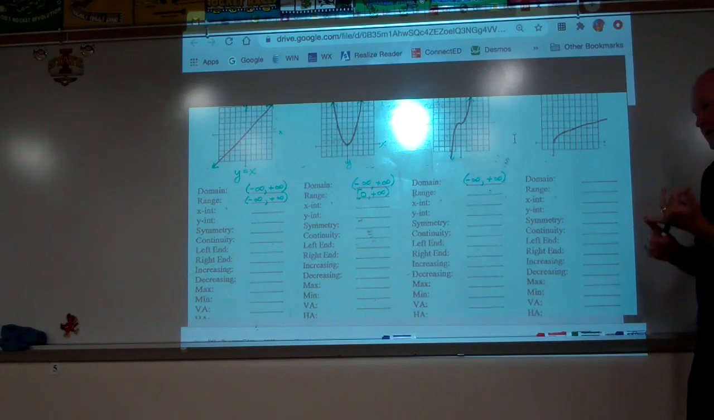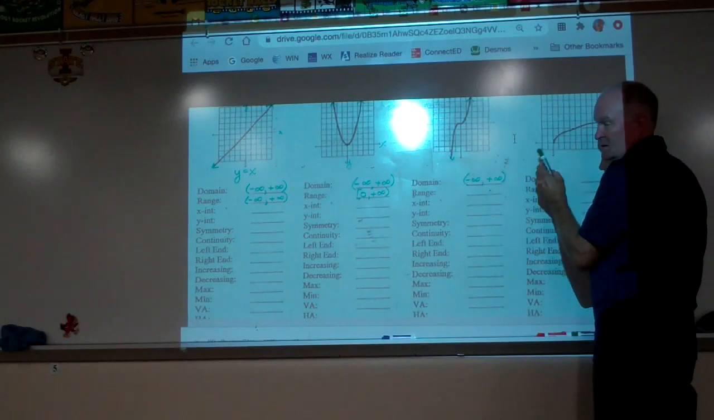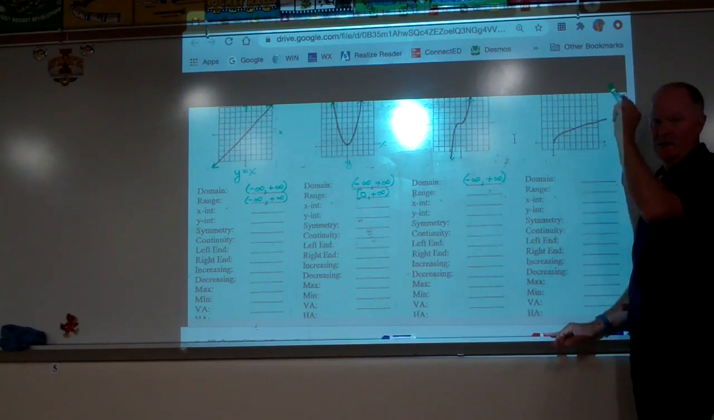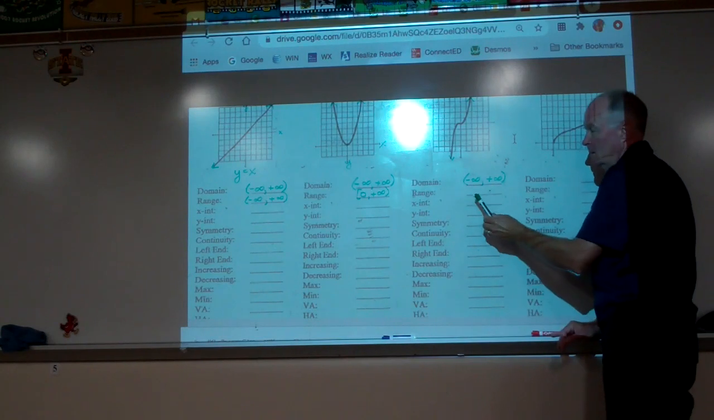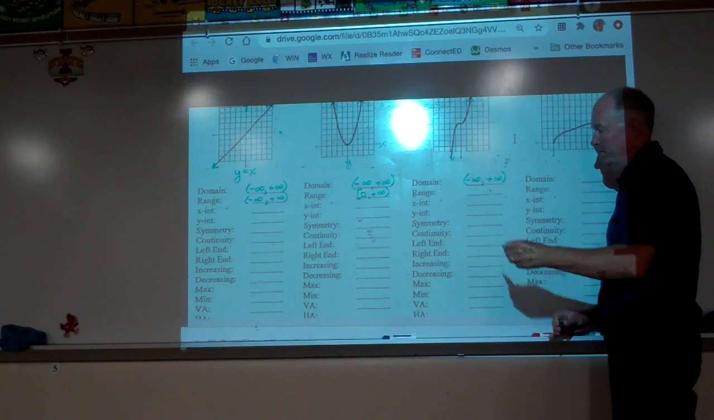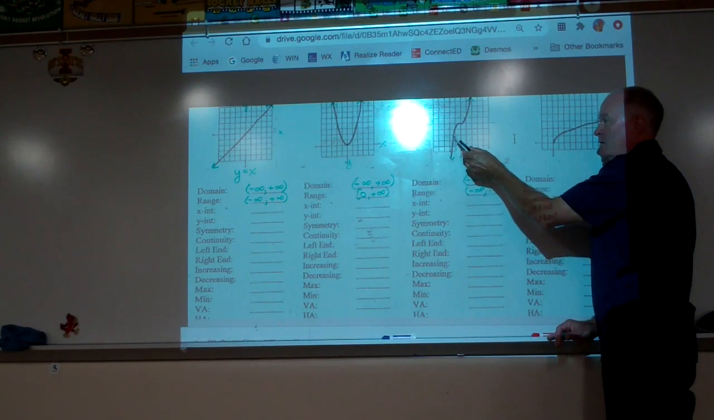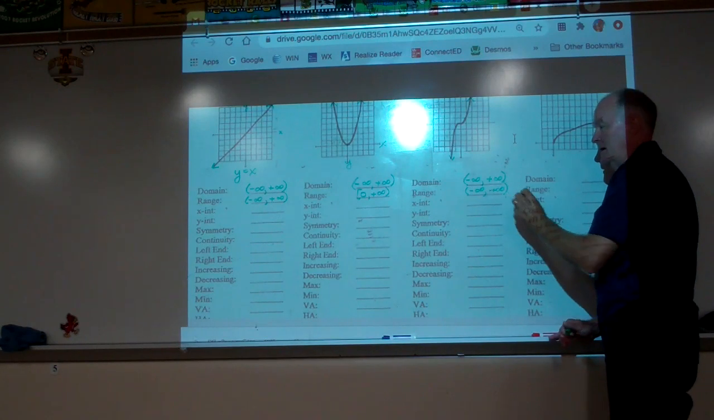Domain, like I said before, looking for open dots, maybe a break in the action, or some other weird kind of thing you might run into. But in this case, we don't have anything; it's nice and smooth. If I can draw the whole graph with my pencil and not pick it up, then there's not going to be any issues with the domain. Okay. The range, start at the bottom. I get an arrow on the bottom. So that's negative infinity. I keep going all the way up, and I hit an arrow on the top. There's positive infinity.